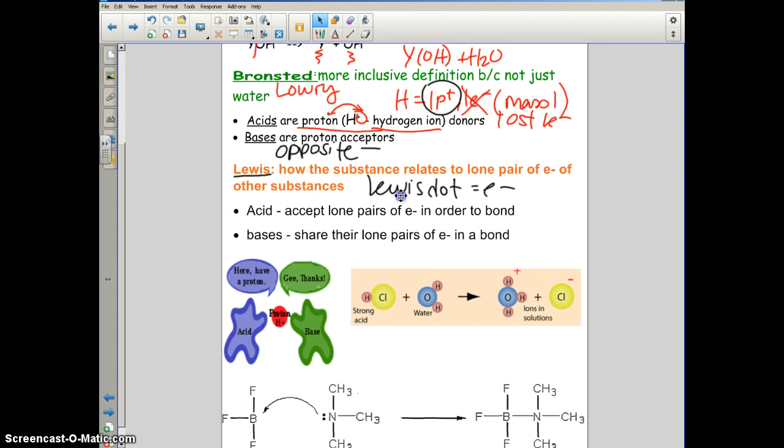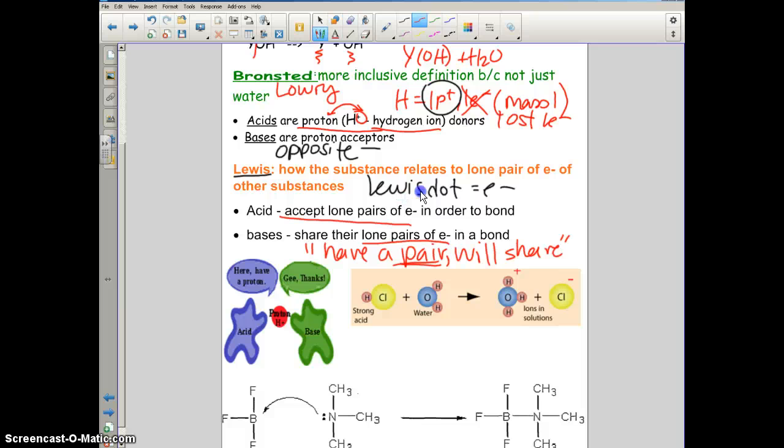This one, the acid is going to be accepting a lone pair of electrons, where the base is going to be sharing the lone pair of electrons. So the phrase that goes along with this is "have a pair, will share." So how do you know who's going to be the sharer of the electrons? It's whoever has the pair of electrons, that's the one who's able to share.